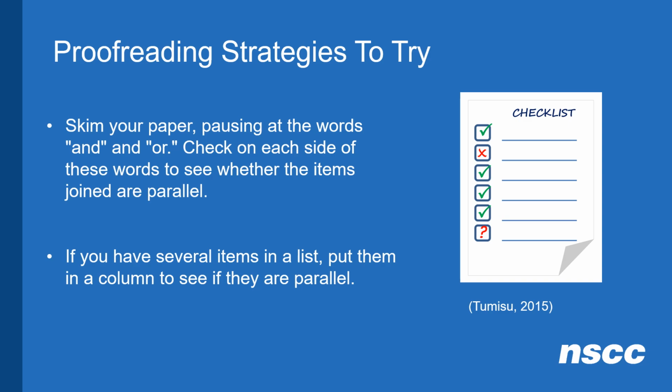Here are some proofreading strategies you can try on your own documents. Skim your paper, pausing at the words and, or. Check on each side of these words to see whether the items joined are parallel. If you have several items in a list, put them in a column to see if they are parallel.